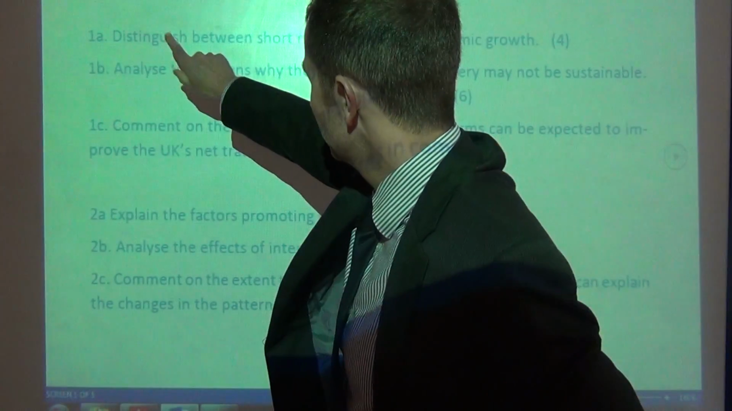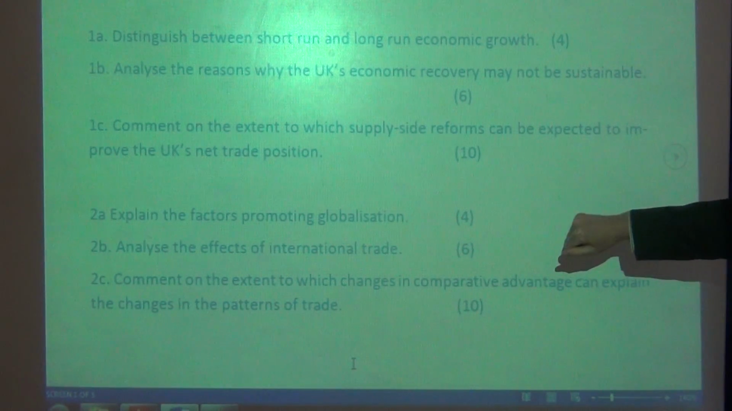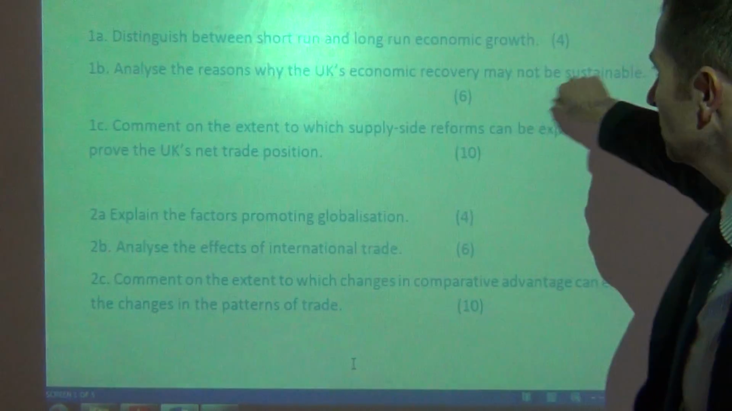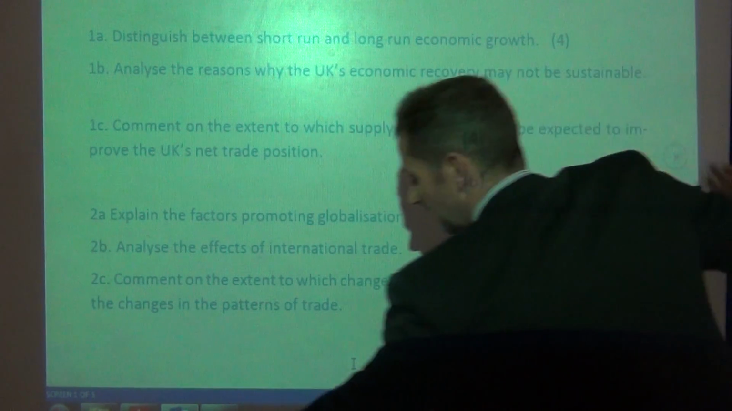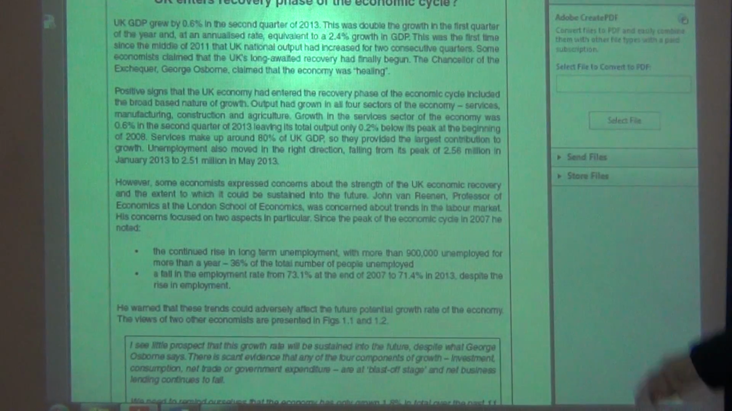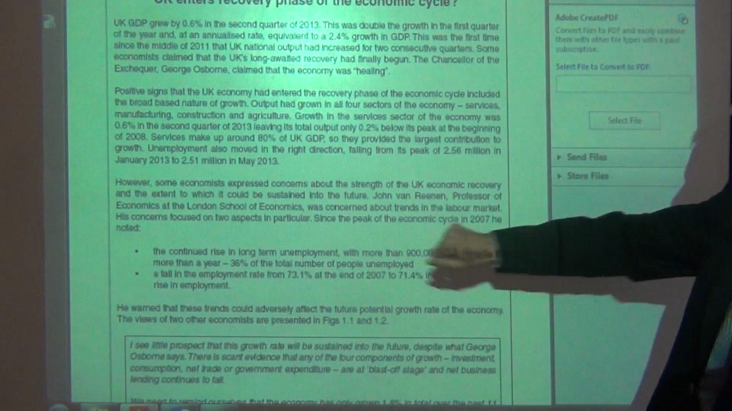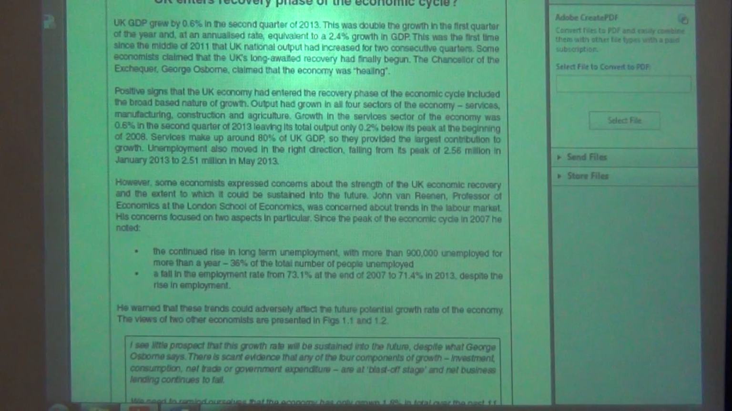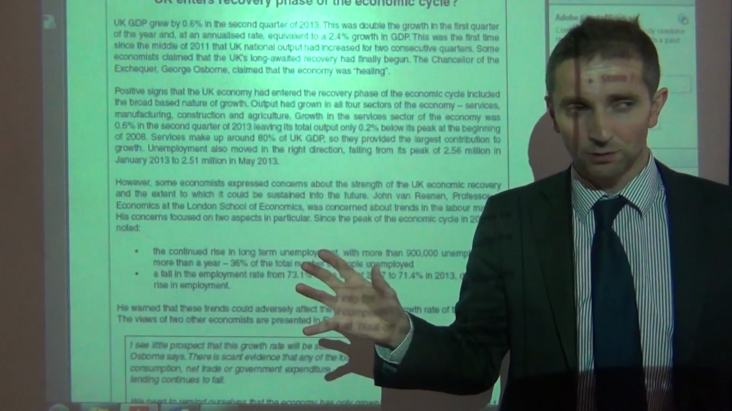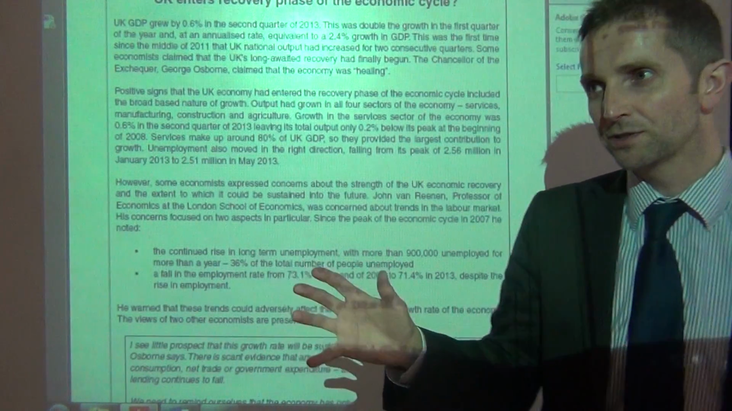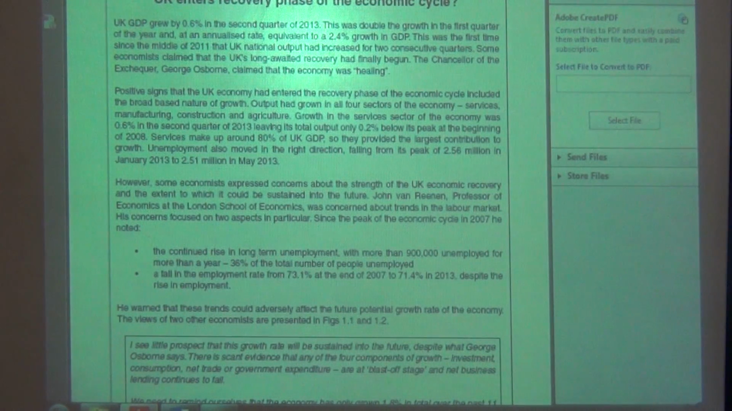So far we've considered distinguish between short run and long run economic growth for 4 marks. And we are currently looking at analyse the reasons why the UK's economic recovery may not be sustainable. In the pre-release material, we've considered John Van Reenen's comments. We've considered point number 1 with regard to long-term unemployment, and we have mentioned the fact that you really want to be including the term hysteresis in your answer. Very important term to get into an answer, I feel. And we've considered the aggregate demand, aggregate supply analysis that we would need.